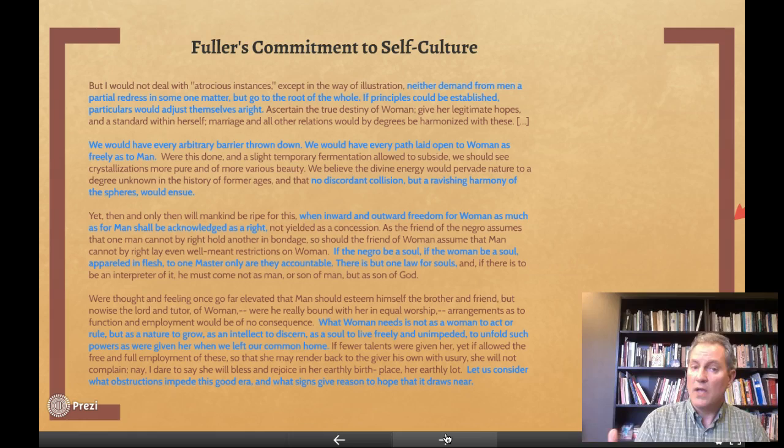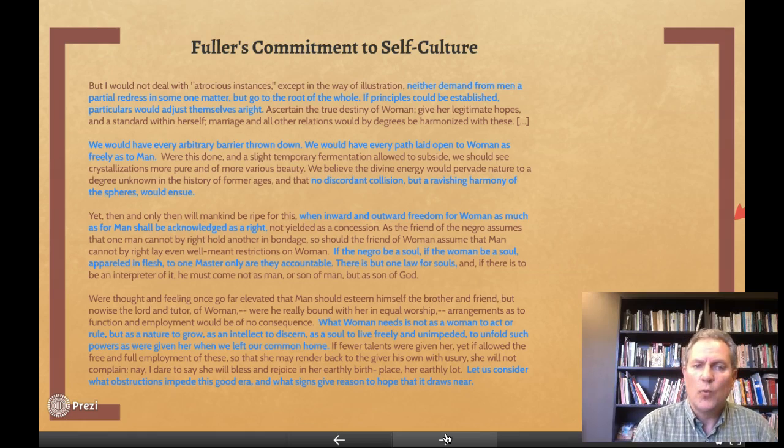Okay, so I want you to see how much this kind of Emersonian principle of self-culture, or self-reliance as Emerson calls it, is at the heart of Fuller's argument in Woman in the 19th Century. So here's a passage. I'll read it along and then call your attention to some of the things that I've highlighted here.